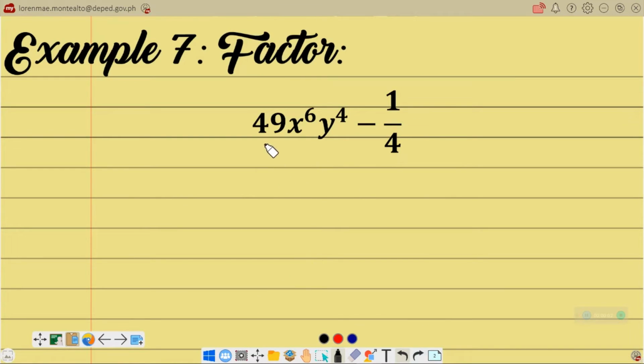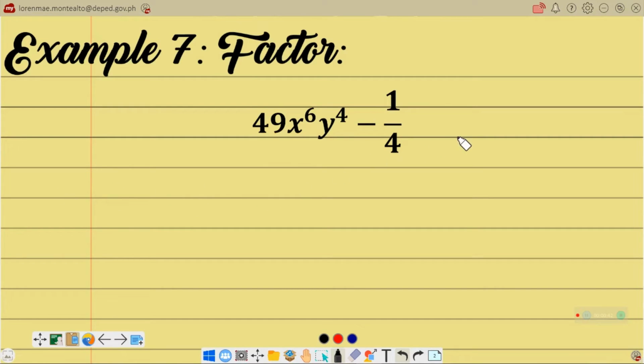Example number 7. We have 49x to the 6th power y to the 4th minus 1/4. Oh, we have a fraction. Do we need to be afraid? Of course not. So let's see if they are perfect squares. Does 49 have a square root? Yes. Does x to the 6th y to the 4th have a square root? Yes. Does 1/4 have a square root? The answer is also yes. So, our first and second terms are perfect squares, and our middle sign is a minus. So, it qualifies as a difference of two squares.